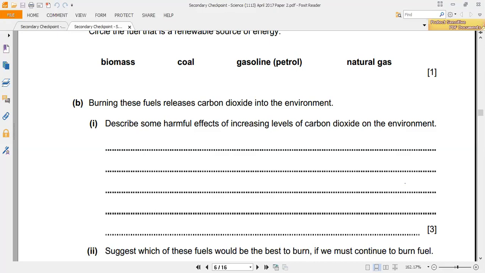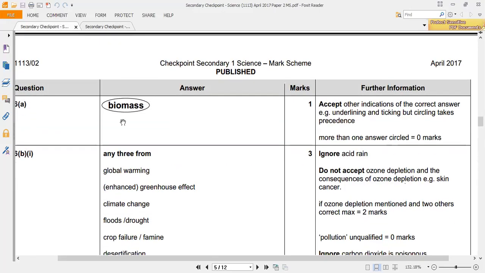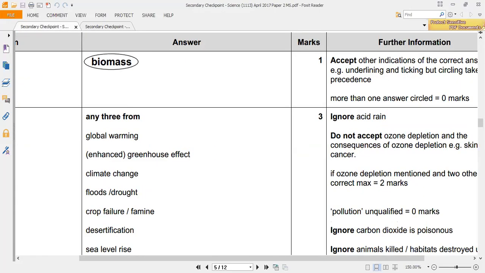Number one, carbon dioxide is a greenhouse gas. Carbon dioxide traps heat energy. When the energy increases, the temperature of the planet will increase, and as a consequence there will be dramatic or catastrophic consequences, such as floods, the melting of the north and south poles, a lot of climate change, global warming, and all of those answers will be accepted. Anything of those will be okay.